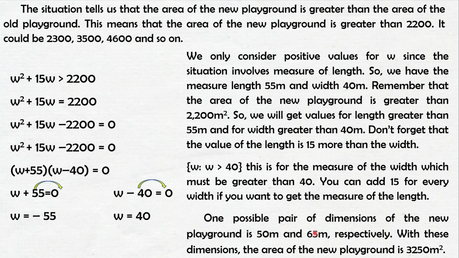Kapag pinag-multiply natin yung dalawang dimension na yan, makuha natin ay 3,250 square meter, which is greater than 2,200 square meter. Okay? So, pwede rin namang 41 yung width mo, tapos magiging 56 yung magiging length nung dimension. And makuha nating area doon ay greater than 2,200 square meter din naman.